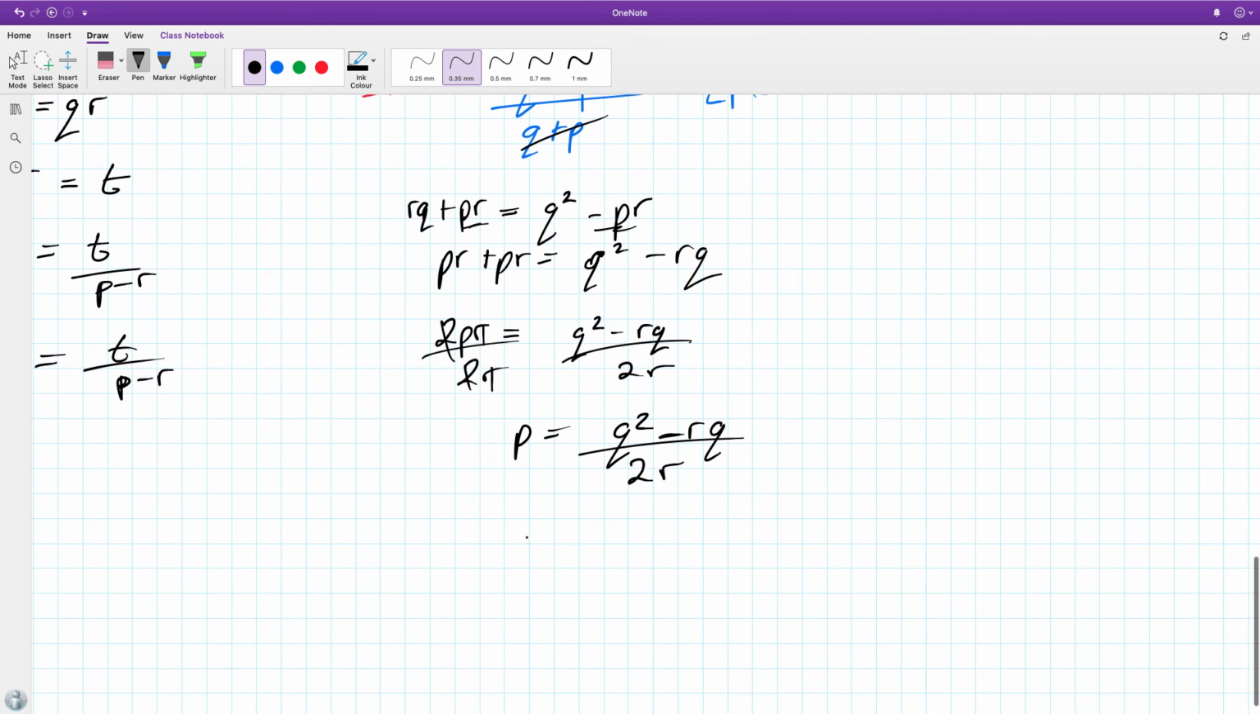And if you were to get really, really technical about it, you'd say P, take out a common Q, Q minus R over 2R.